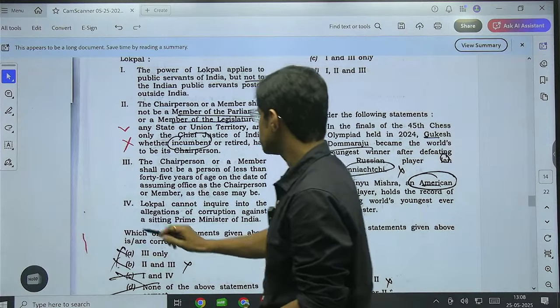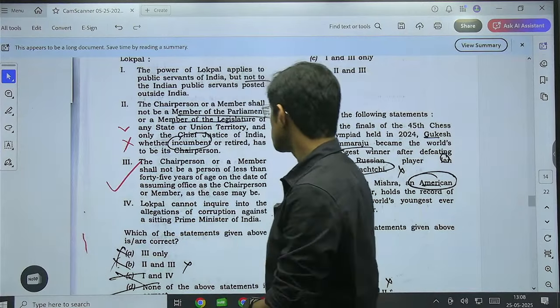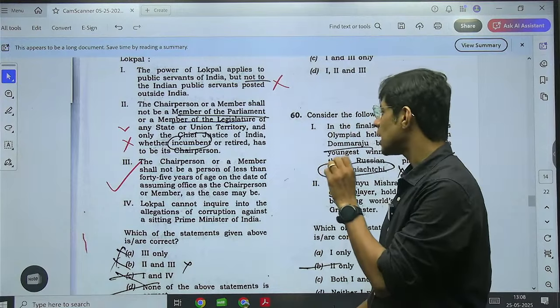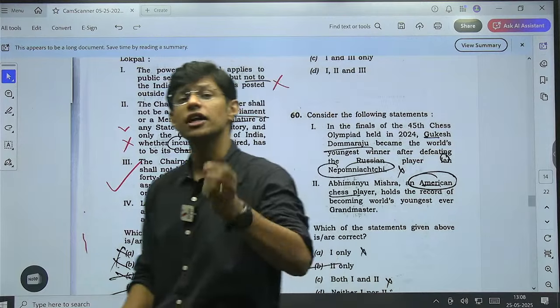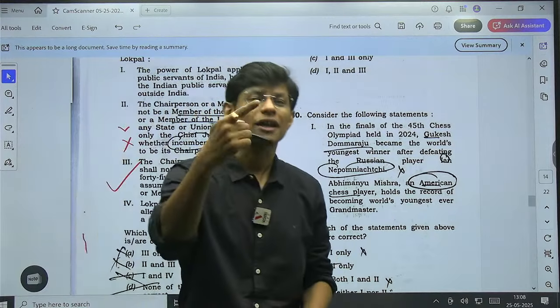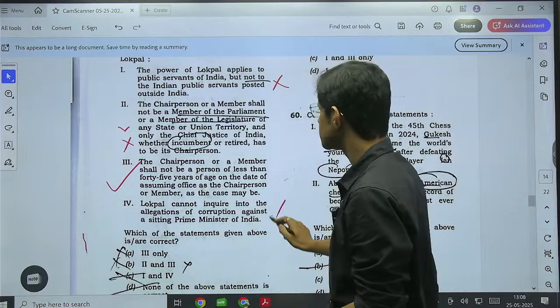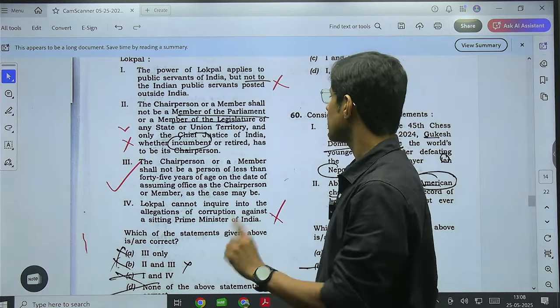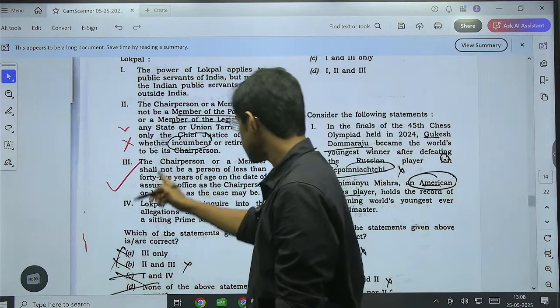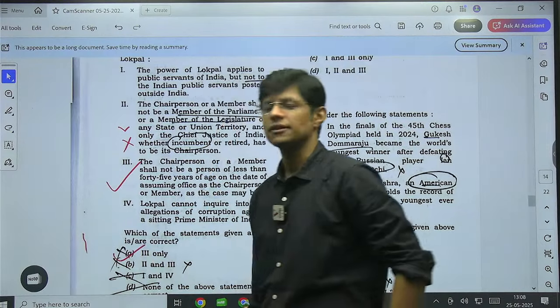So this statement is correct. And the fourth one, Lokpal cannot inquire into the allegations of corruption. No, it also includes allegations of corruption even against the Prime Minister. Even this statement is incorrect, which means, of the statements given above, which are correct? Only the third statement, yes, option A is the correct answer.